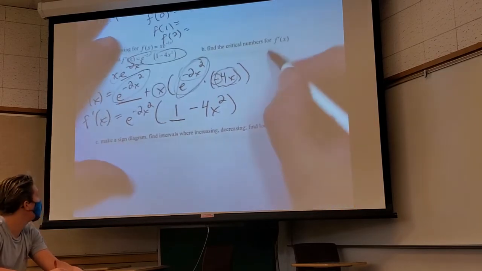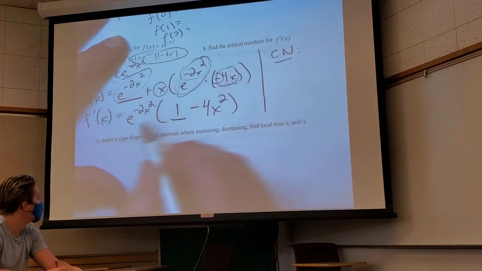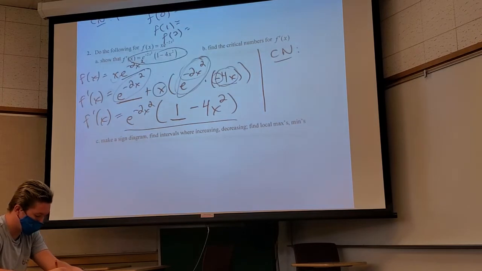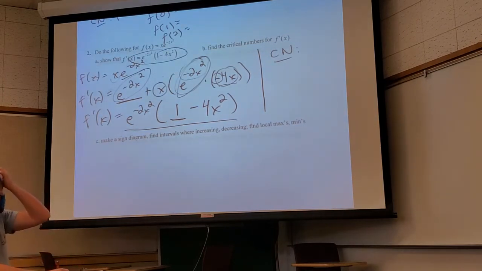Now, in terms of critical numbers, what piece of this function doesn't give me any critical number? Critical numbers occur where the function is 0 or undefined, and what piece of that can't be either of those things? E to the something. E to the something is always positive. It's got that asymptote of 0. So don't even look at that part.